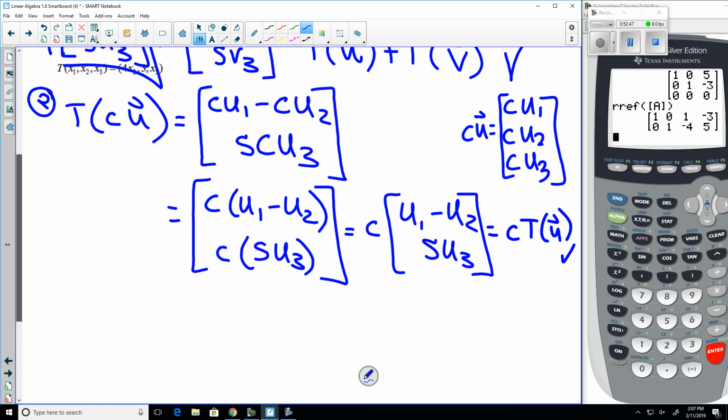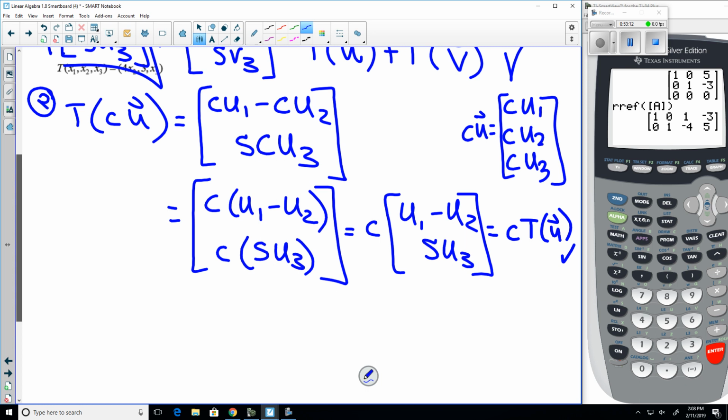So why would we want to check to see if it's linear? First of all, the properties are nice to have. Second, if it's linear, then you can always write a matrix transformation for the transformation. You can always find a standard matrix for the transformation. All linear transformations have a standard matrix. Okay.